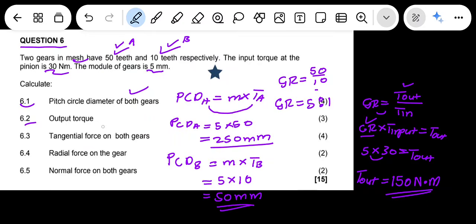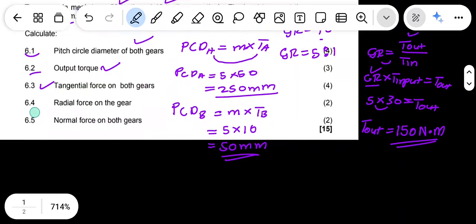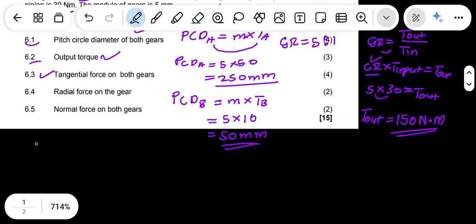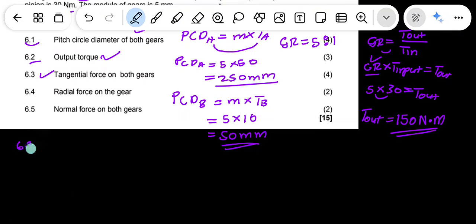Alright, so we go to 6.3. It says the tangential force on both gears. That means both on the pinion and the wheel. We have two things there. So we want to find the tangential force.